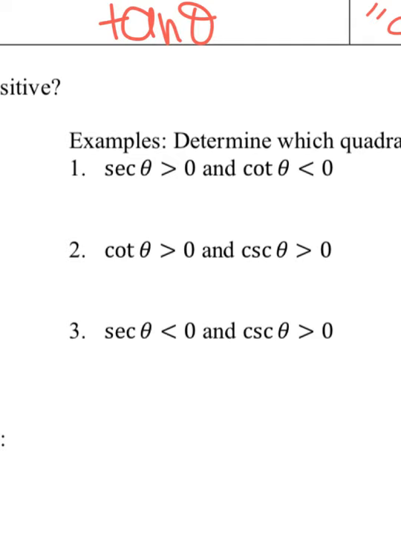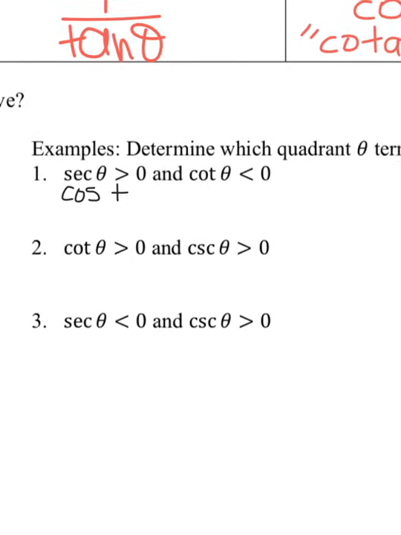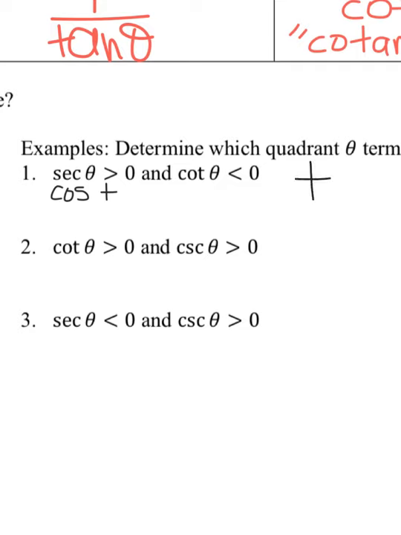So secant of theta greater than 0. This is how I process it. Secant is the reciprocal of cosine, right? Greater than 0 means positive. So let's just do that part, right? I'm going to set up this chart. This is how I did it the first time I showed you how to do this. Cosine is positive in the A, and in the C, in all students take calc, right? So cosine is positive in quadrant 1 and quadrant 4.